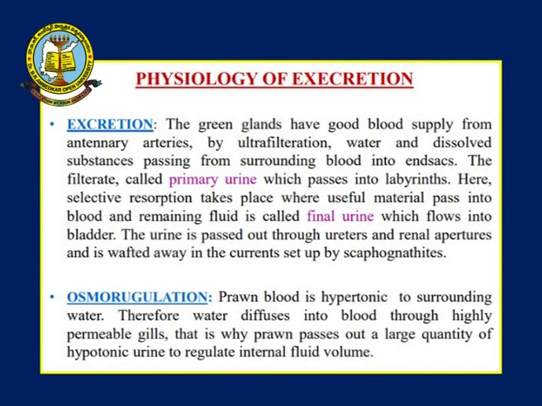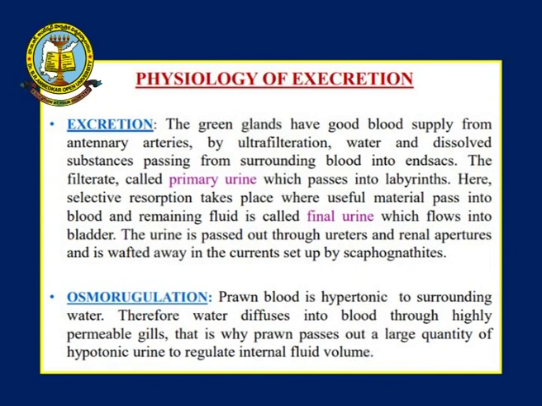Coming to the physiology of excretion, what exactly happens? The green glands have a good blood supply from the antennary arteries. By ultrafiltration, the water and dissolved substances pass from the surrounding blood into the end sac. The filtrate, called the primary urine, passes into the labyrinth. Here selective reabsorption takes place, where useful material passes into the blood, and the remaining fluid, called the final urine, flows into the bladder. The urine is passed out through the ureter and the renal aperture, and is waved away in the current set up by the scaphognathites, which help in the movement of water.